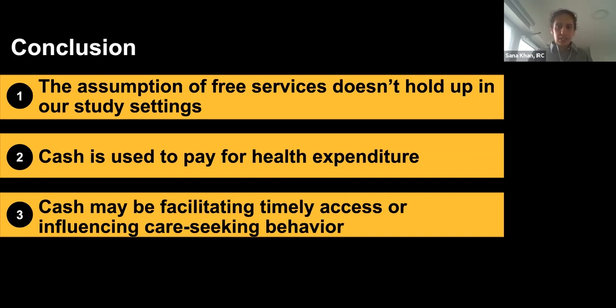We also see some suggestive evidence. And again, our sample size is small here, so just keep that in mind. But we see that cash may be facilitating timely access or influencing care-seeking behavior. So in Peshawar, we saw that there were peaks in delayed care when there was a gap between the first transfer and the second transfer. That wasn't by design, it was because of implementation challenges on the ground, but we saw a peak in delayed care in the interim. In Cameroon, we also saw a decrease in those not seeking care once the cash assistance kicked in. Next slide.